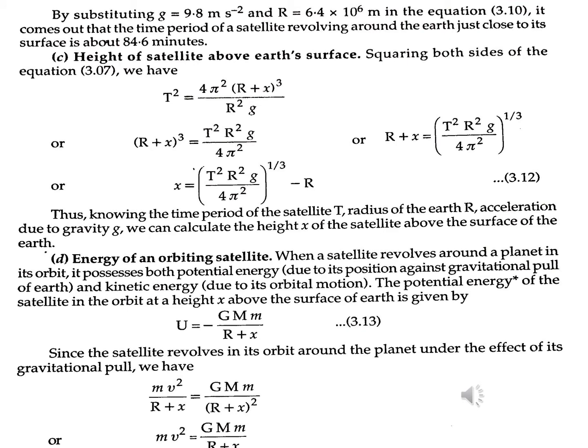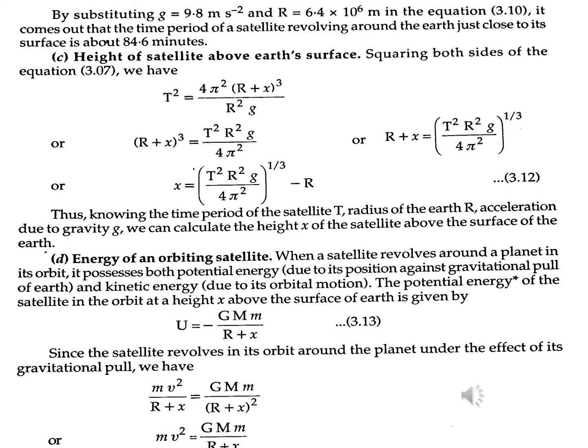So substituting the value of acceleration due to gravity g is equal to 9.8 meter per second square and the radius of Earth R is 6.4 times 10 to the power 6 meter, in equation number 9, thus it comes out the time period of a satellite revolving around the Earth just close to its surface is about 84.6 minutes. So we can find the velocity v is equal to the square root of GM upon R plus x.